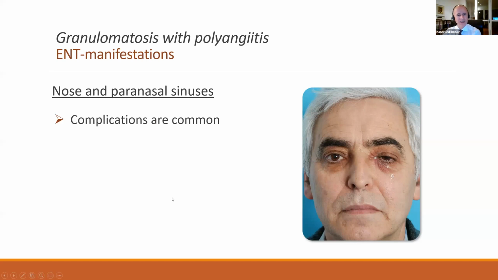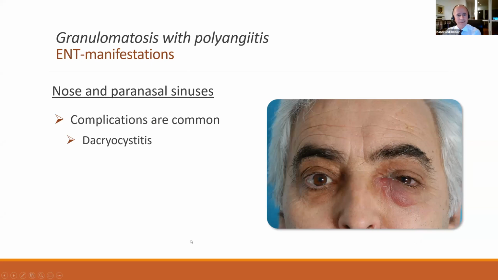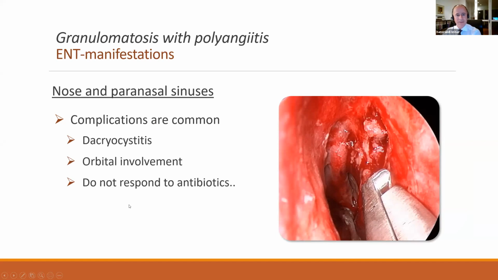Complications of GPA are quite common, and you may find a dacryocystitis, as you can see here in this patient. There may also be orbital involvement. And typical of these complications, again, is that they do not really respond well to antibiotics.